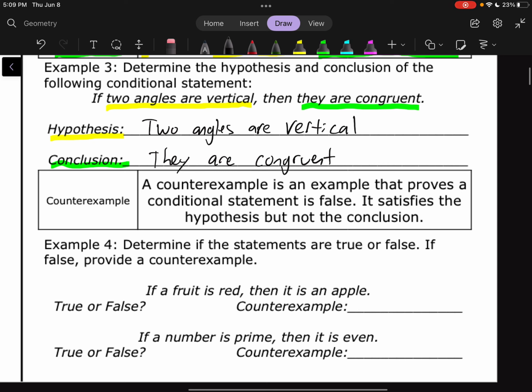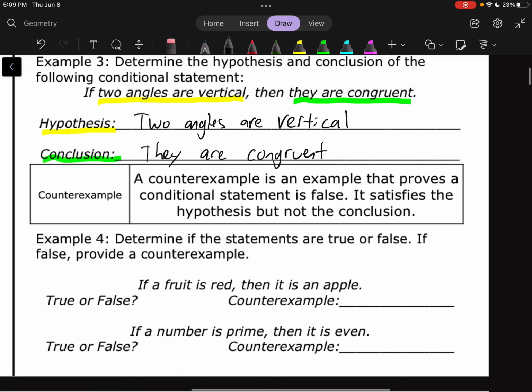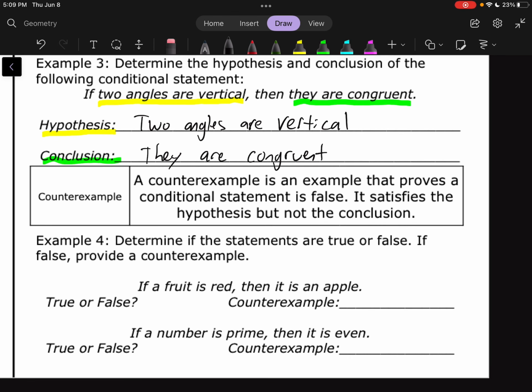Counterexample. Next thing here, it says a counterexample. A counterexample is an example that proves a conditional statement is false. It satisfies the hypothesis, but not the conclusion. So example 4 here says, determine if the statements are true or false. If false, provide a counterexample. Hint, they're going to be false.